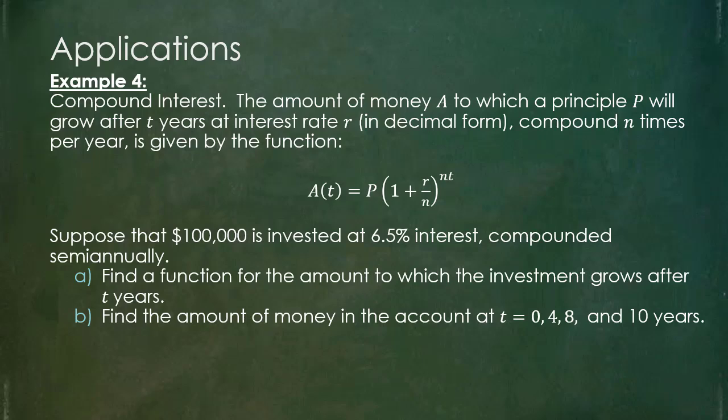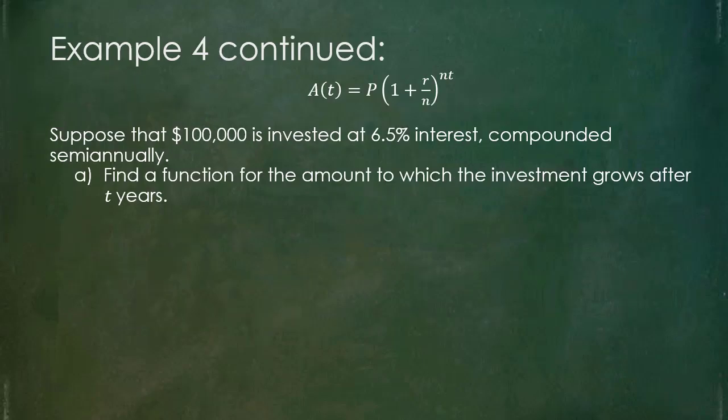So this first example that I'll work through utilizing that formula is essentially just coming up with first, what is the actual function for this investment based upon having $100,000 invested at 6.5% interest and compounded semi-annually. And then the second part will actually be computing out some specific amounts at specific times. So let's go ahead and try building our expression here, or our function.